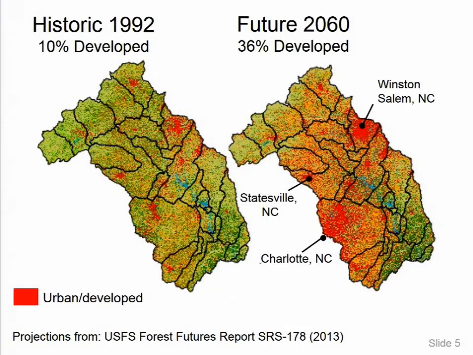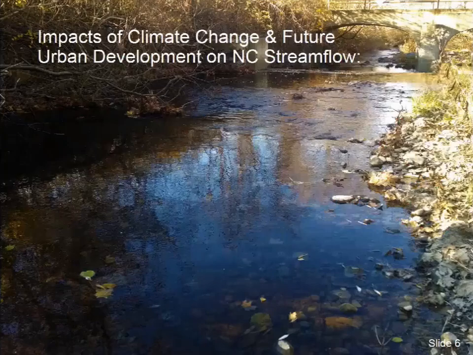Besides changes in climate, researchers also project that urban development in the southeast U.S. is likely to increase in the future. For our study watershed, which I'll explain more about later, we know that in 1992, about 10% of our watershed was urban developed land, and that's projected to increase to about 36% in 2060. We can see especially large increases near Winston-Salem and Charlotte, near urban areas.